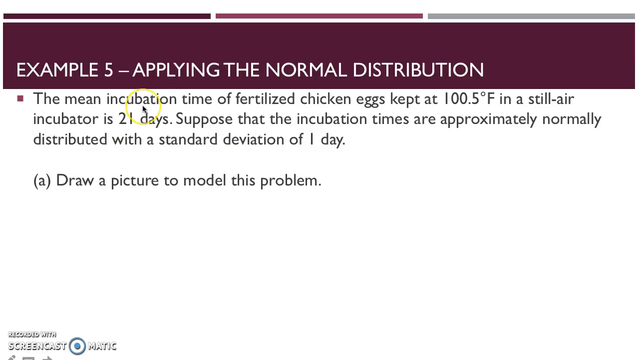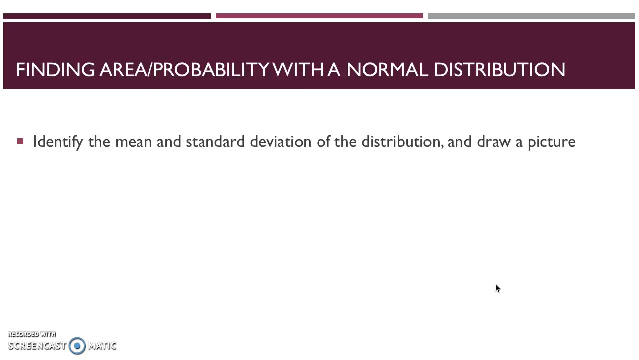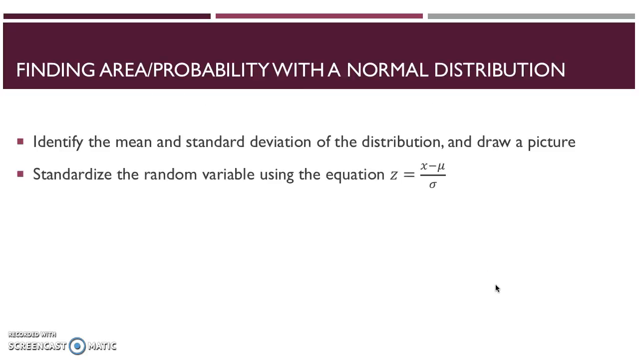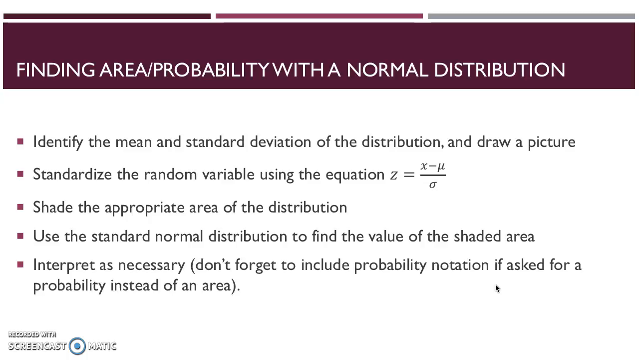So I want to draw a picture that shows my number line with the mean and standard deviation and my z values going from -3 to +3. I did that. The steps are always going to be the same if you're finding probabilities or areas. You want to standardize your random variable, changing x to z, shade the appropriate area of the picture so that you can see what's going on and if your answer makes sense. Then use the standard normal distribution, that's the table in the back of the book, to find the value of the shaded area. And you'll have to interpret it sometimes depending on the way that the question is asked.